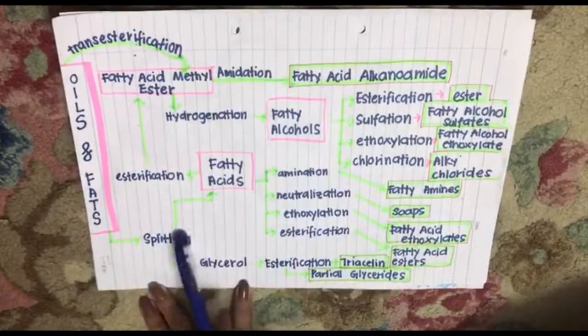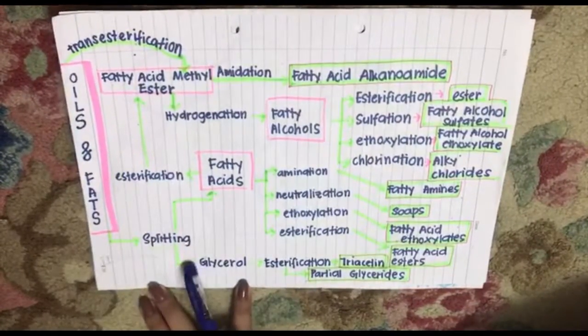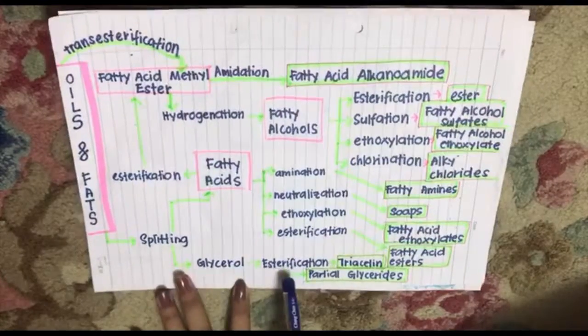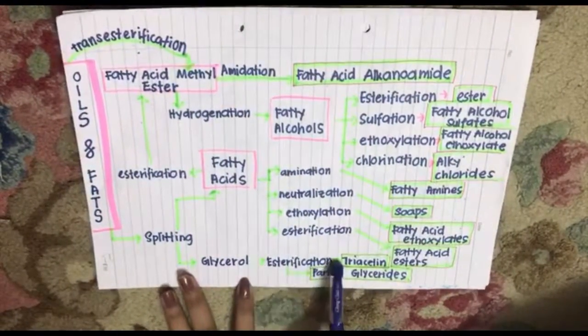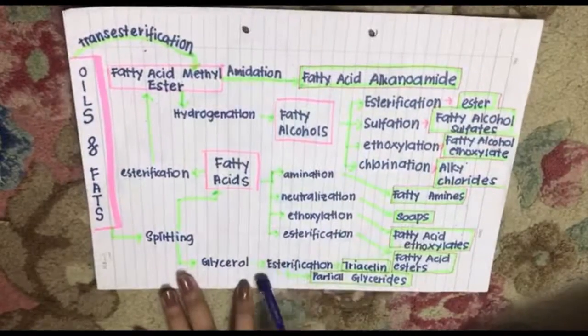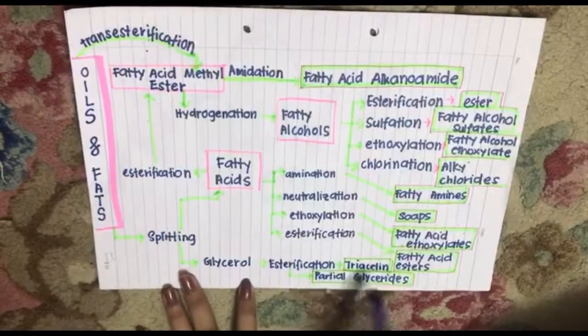So from the splitting of oils and fats, we can produce glycerol. From the esterification of glycerol, we can produce triacetin and partial glycerides.